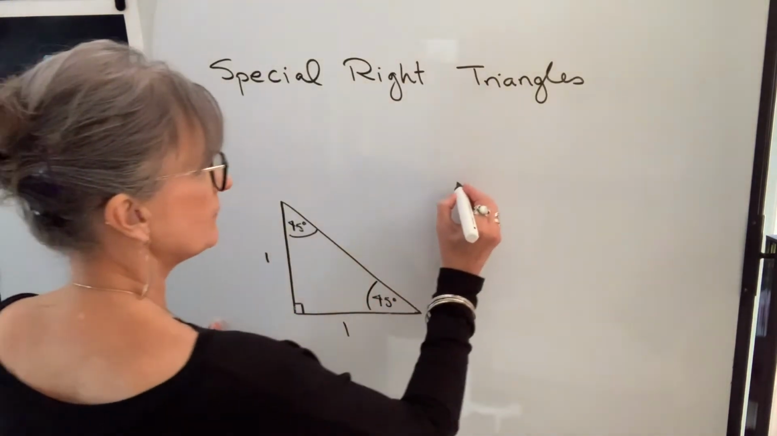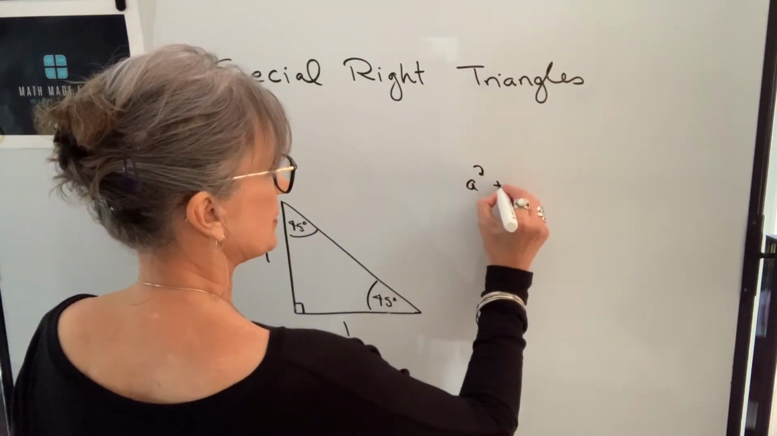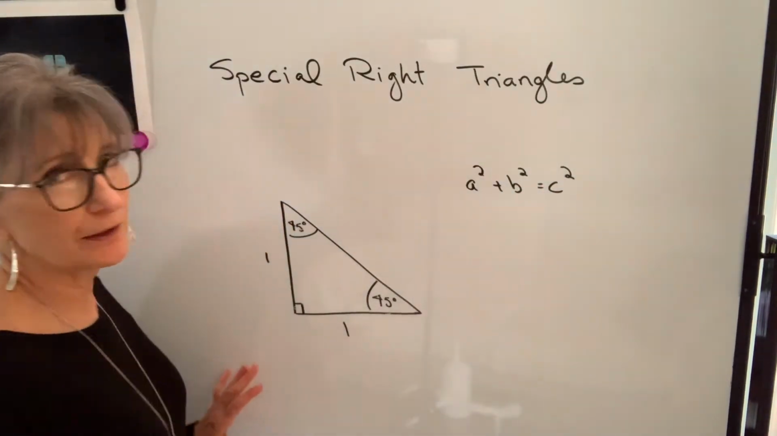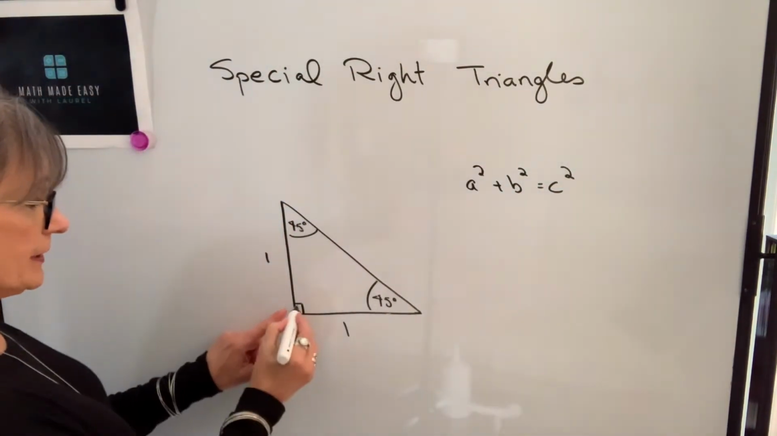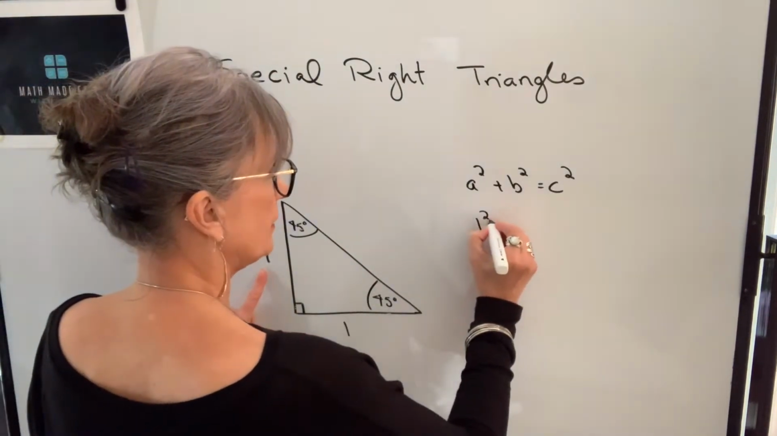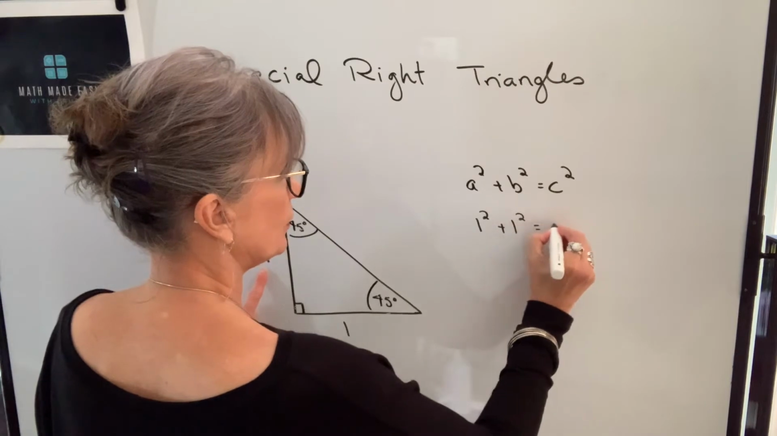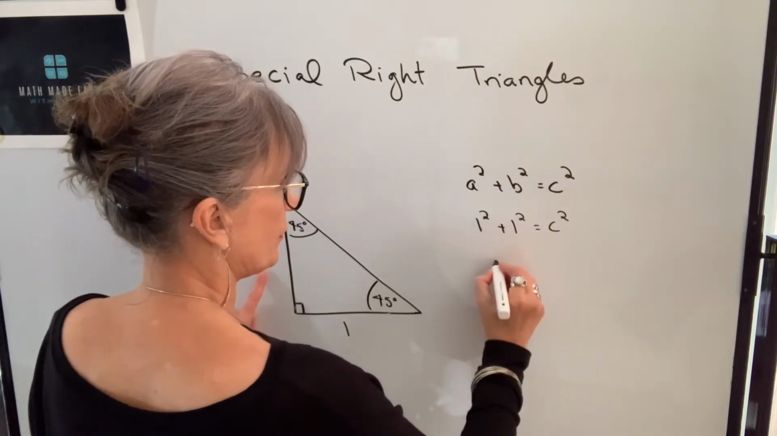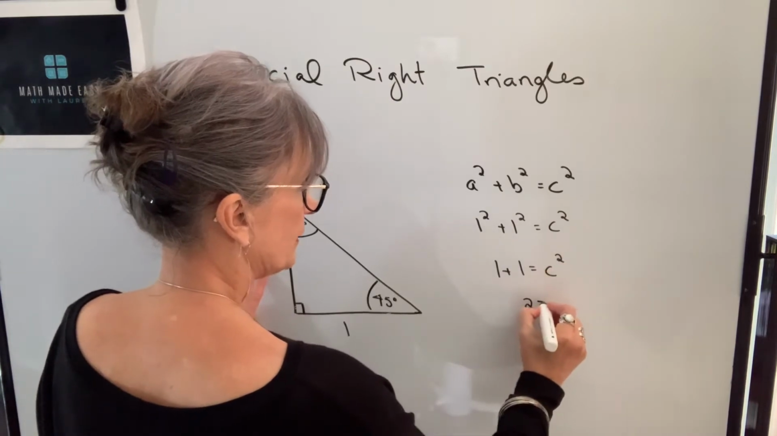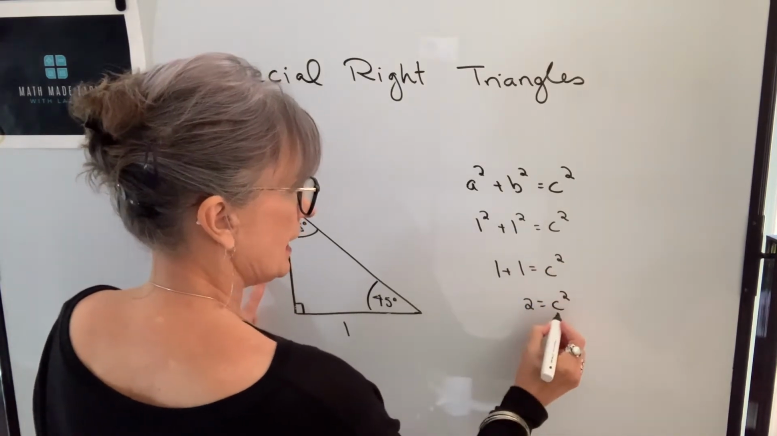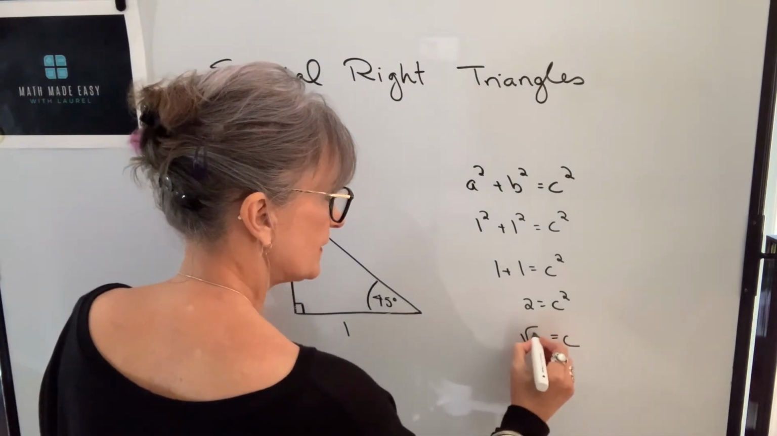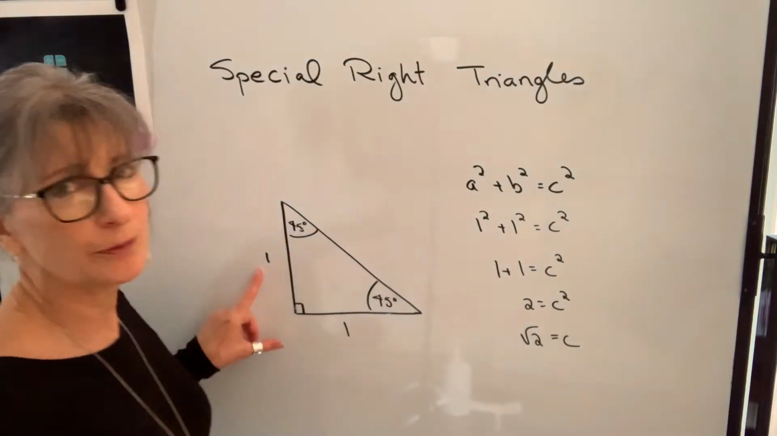We learned in the last video that a squared plus b squared will equal c squared in any right triangle, which is a triangle that has an angle of 90 degrees. So we plug in our numbers. 1 squared plus 1 squared will equal c squared. 1 squared is 1, 1 squared is 1, 1 plus 1 is 2. To find what c is equal to, we take the square root of both sides, so c will equal square root of 2.